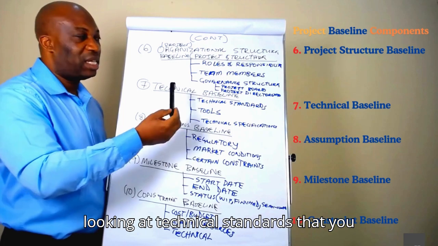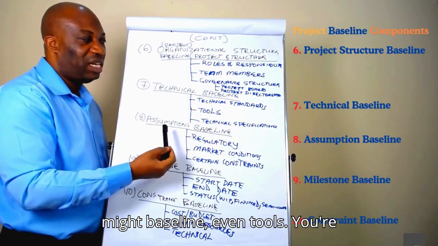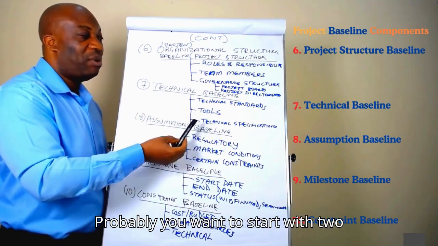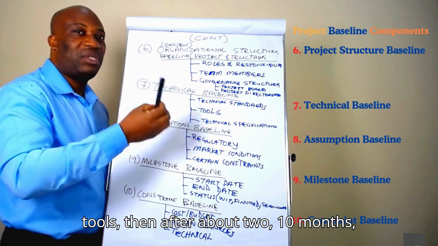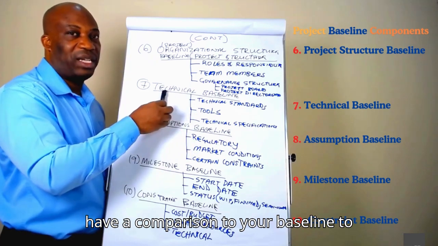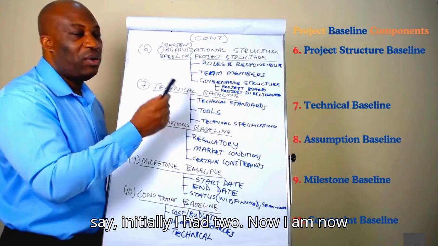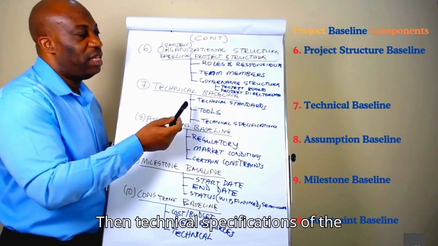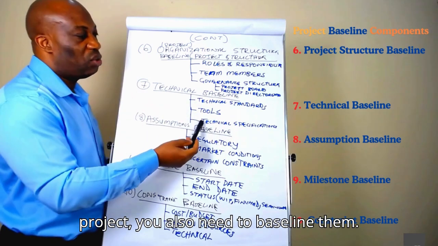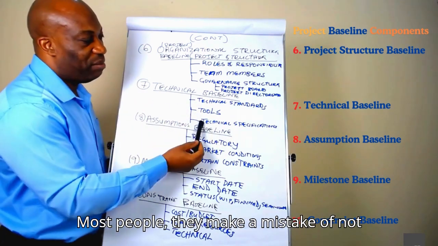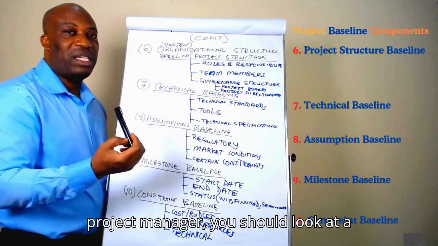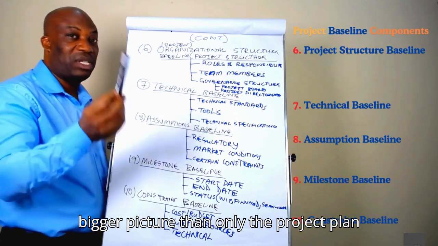There could be technical baseline. Technical baseline, you're looking at technical standards that you might baseline. Even tools, you're looking at tools that you can baseline and make a comparison in the future. Probably you want to start with 2 tools, then after about 10 months, you now have 10 of them. So at least you have a comparison to your baseline to say, initially I had 2, now I have 10, so you have a deviation of 8. Then technical specifications of the deliverables or the products of the project, you also need to baseline them. Most people make a mistake of not baselining on the technical side. They focus only on the timeline. And as a project manager, you should look at a bigger picture than only the project plan for baselining and the costs.